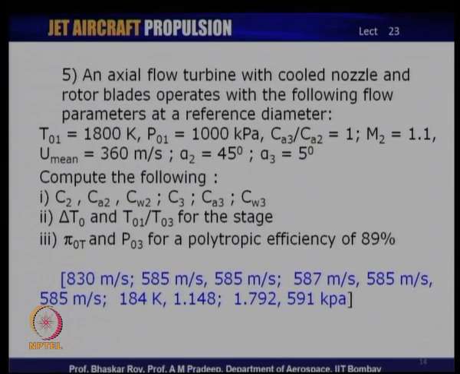You get a temperature drop of the order of 184 K, the corresponding temperature ratio is 1.148, and the corresponding pressure ratio across the turbine is 1.792, which gives you an exit pressure of 591 kilopascals. So, those are the answers you are likely to get if you adopt the prescriptions that are given in this problem. Let us now take a look at a problem of a radial flow turbine. This radial flow turbine, which we have done in the last class, using the simple theories that we have done in the last class, we can try to solve this problem.